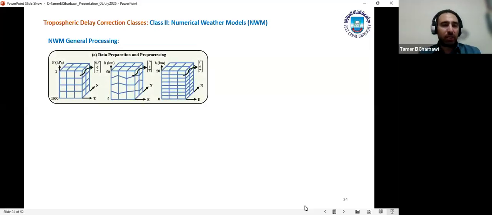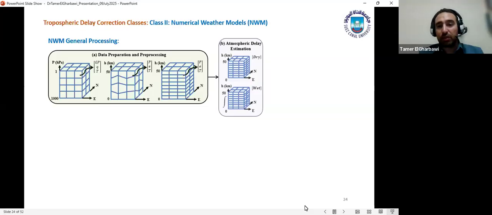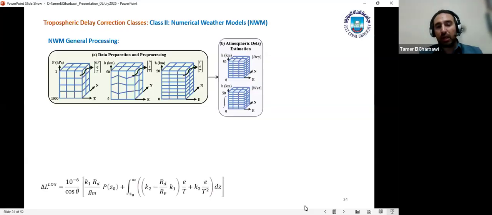Okay, for the general processing, there are many papers working on this. When we download the numerical weather model data, we have to get some information, which is the pressure levels, geopotential level, water vapor and temperature. From this information, we estimate the pressure, the water vapor, and the temperature. Then we estimate the dry and wet delays using this equation. The first part, for the pressure, is the dry delay, and the second part, the integration along the electromagnetic path, is the wet delay.